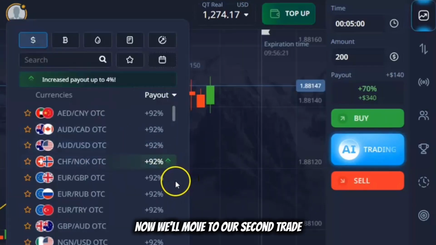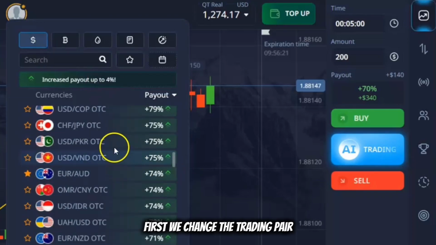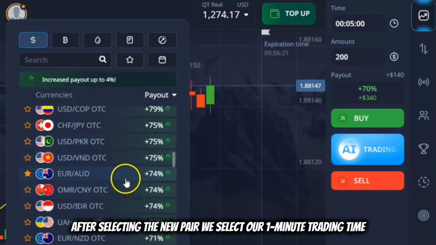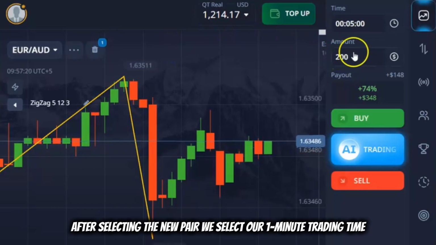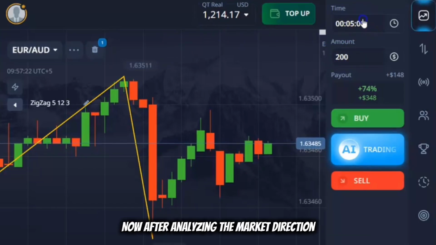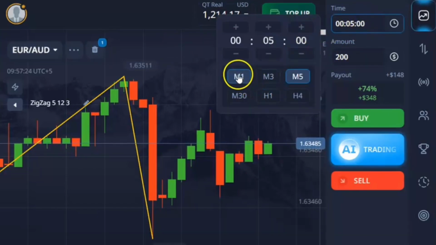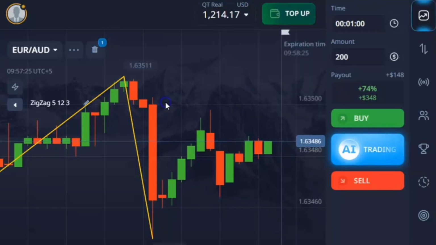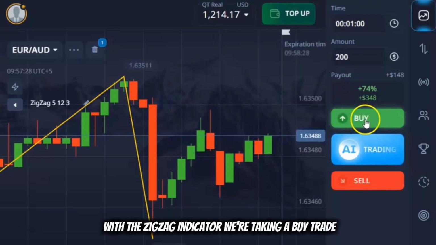Now we'll move to our second trade. First, we change the trading pair. After selecting the new pair, we select our 1-minute trading time. Now, after analyzing the market direction with the zigzag indicator, we're taking a buy trade.